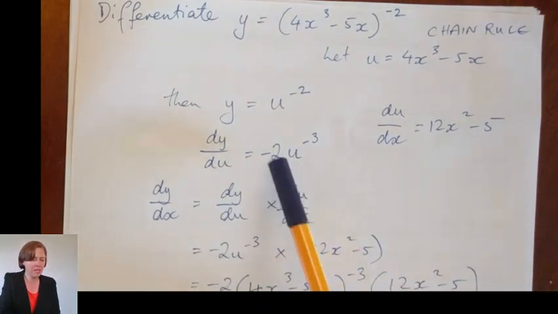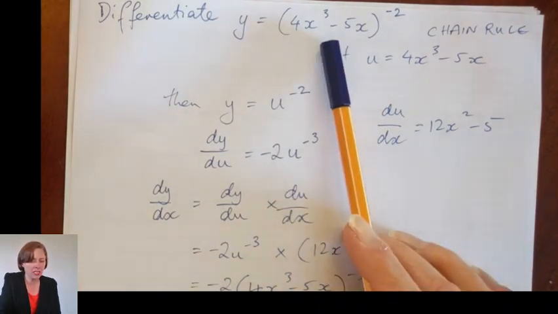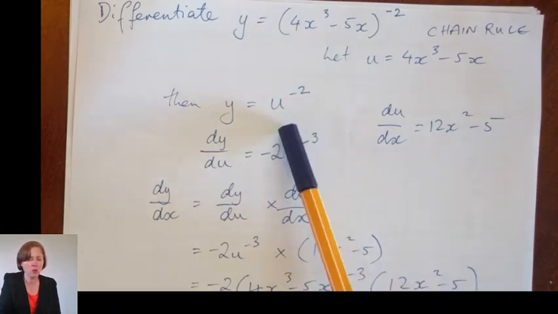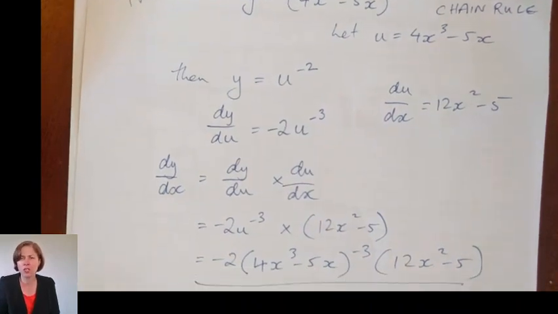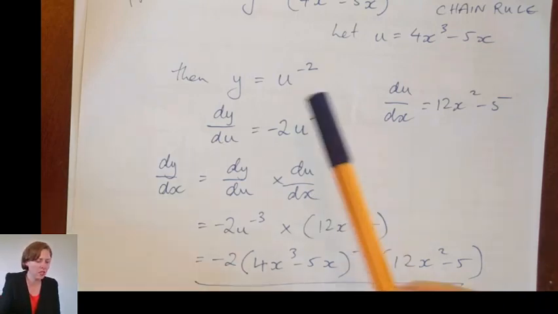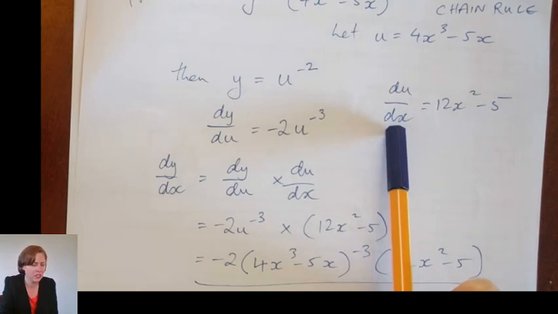My third step is to write y in terms of u. So I've replaced 4x cubed minus 5x with u here. It's the same function otherwise, y equals u to the power of -2. So now I've found y in terms of u and u in terms of x. I'm going to now differentiate both of those. I'm going to find dy/du and du/dx. At this stage, those steps are pretty simple.